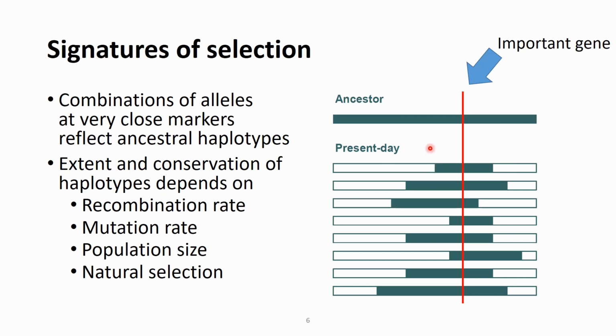Now, the extent of these haplotypes that are detectable in the present-day population is influenced by multiple factors, such as recombination rate, mutation rate, population size, and the strength of the selection. Another reason why we don't see the entirety of the ancestral haplotype in the present-day population is, of course, that recombination is acting with each generation, which means that we find segments of different length in the present-day population. But you see that this important gene is still here, and also the region tightly around it.